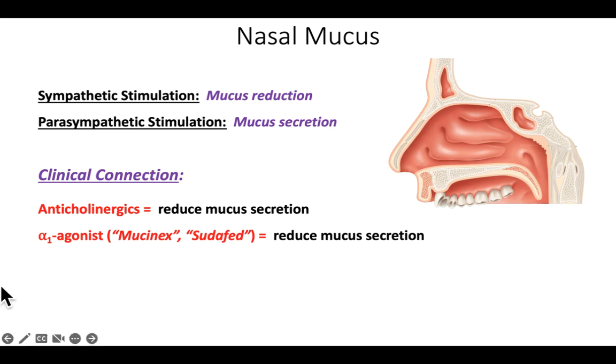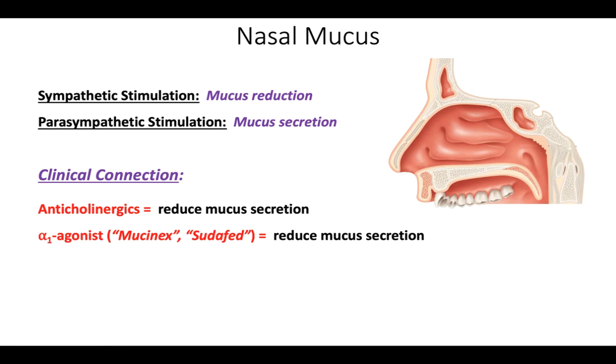You could give, or design, or engineer an anticholinergic. So if you're an anticholinergic, you block the parasympathetic stimulation. So you're not going to increase secretion, you're going to reduce mucus secretion. Then there's a number of medications that are alpha-1 agonists. So remember, alpha tells you it's adrenergic. Agonist tells you it does the same thing.